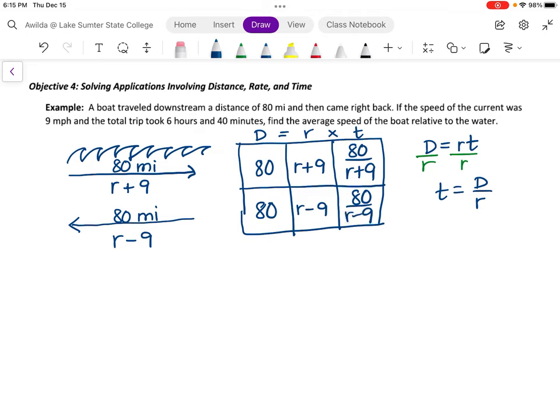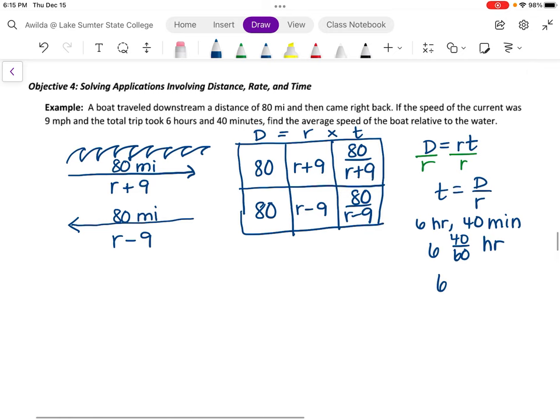Now we do have one additional clue about the total time. The total time for the two trips was 6 hours and 40 minutes. Let's write this in a little bit of a cleaner way. 6 hours and 40 minutes can be written as 6 hours and 40 out of 60 minutes. And if we reduce this, we have 6 and 2/3 of an hour. And if we write this as an improper fraction, 6 times 3 is 18, plus 2 would be 20. So we can write this as 20/3 of an hour. That is the total time it took for both trips combined.